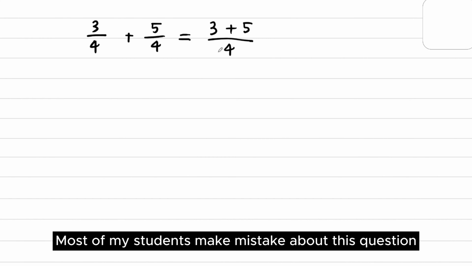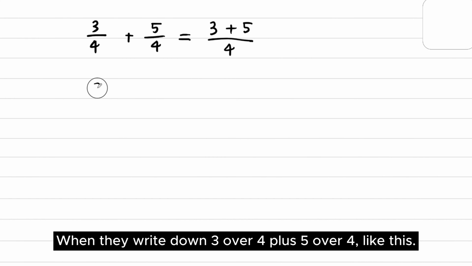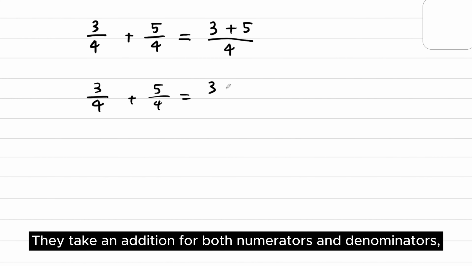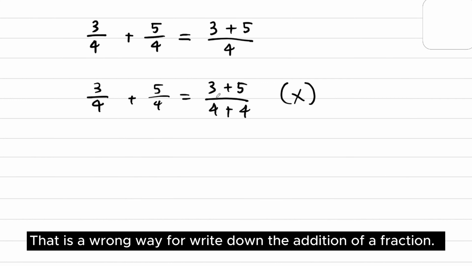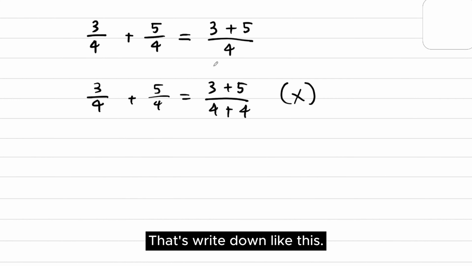So most of my students make a mistake with this question. When they write down 3 over 4 plus 5 over 4 like this, they take the addition for both numerator and denominator. So be very careful, this is the wrong way to write down addition of fractions. Just write it out like this.